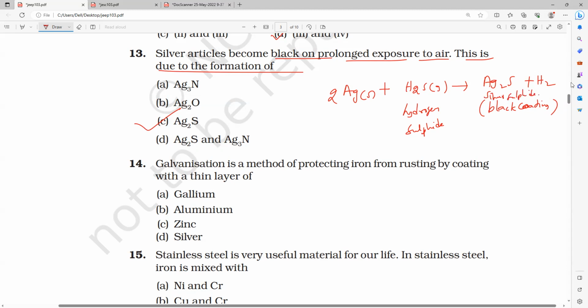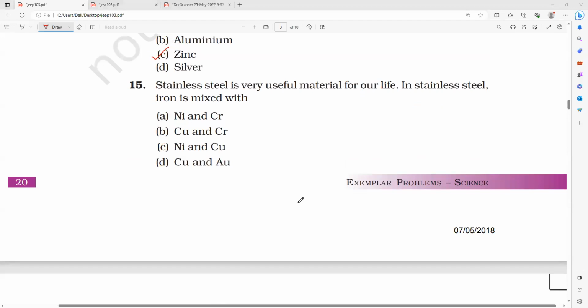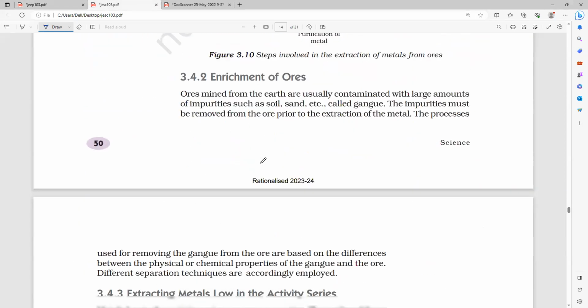Next, galvanization is a method of protecting iron from rusting by coating with a thin layer of what? Galvanization. Zinc. Molten zinc. You can say molten zinc. Okay. Next, stainless steel. Stainless steel is a very useful material for our life. In stainless steel, iron is mixed with nickel and chromium. The tabular column also I told you very clearly. Chromium, please remember, very important one. Stainless steel is mixed with nickel as well as chromium.